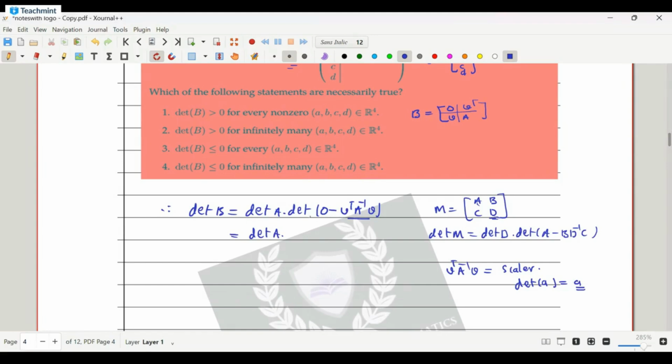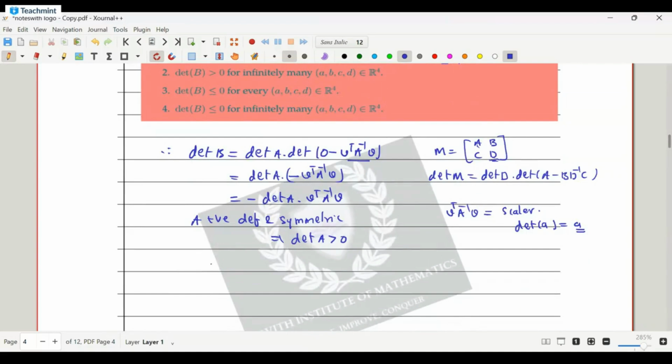So this value is equal to minus of V transpose A inverse into V, which is equal to minus of det A into V transpose into A inverse into V, sir. Det B is equal to this, but we know that A is positive definite and symmetric, which implies the determinant of A should be positive. Positive definite and det A is always positive. But if A is positive definite and symmetric, then A inverse is also positive definite.